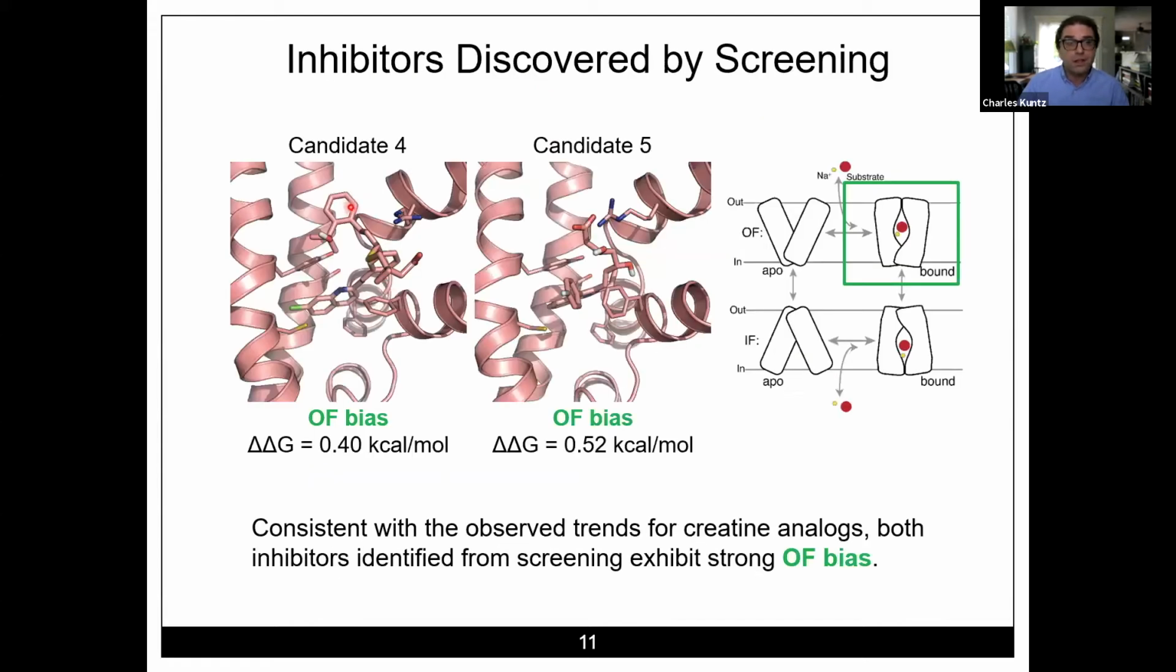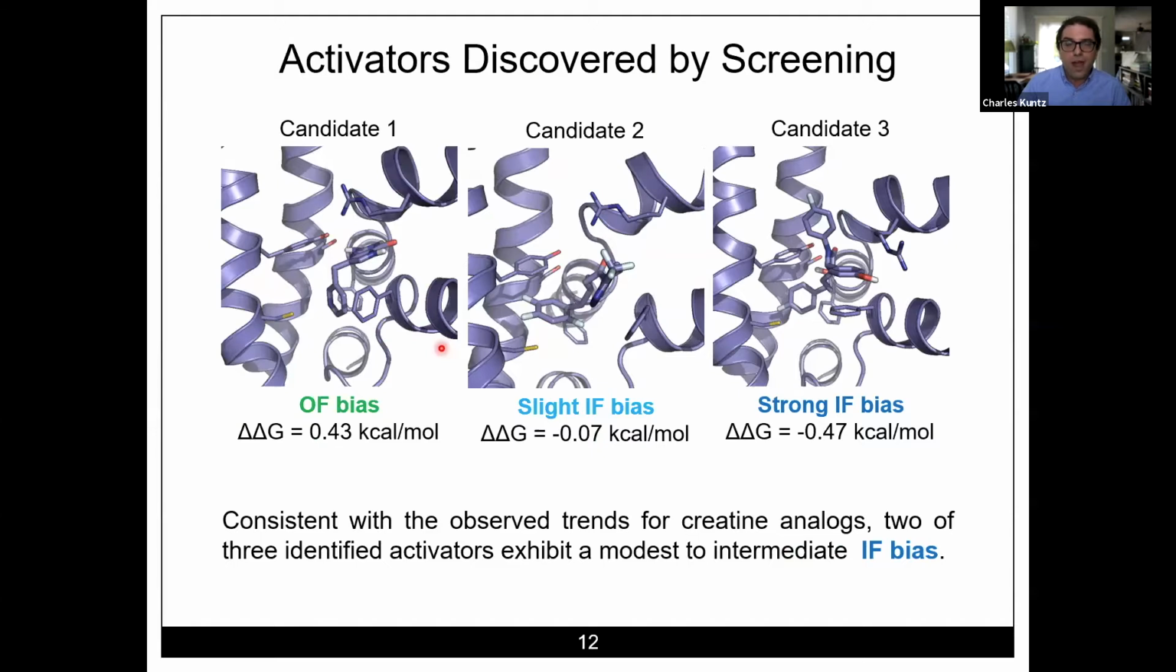And so looking at the inhibitors that Peter was talking about, we have this candidate 4 and candidate 5. They also seem to display outward-facing biases. Then there are a number of activators that were identified, and they're all over the map, which is sort of good. So we would probably avoid looking at candidate 1 if we were just using the screen, but we would still be looking at candidate 2 and candidate 3.